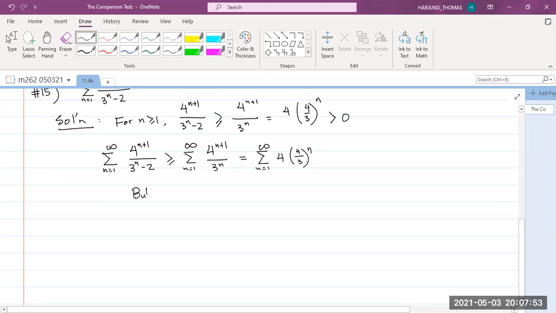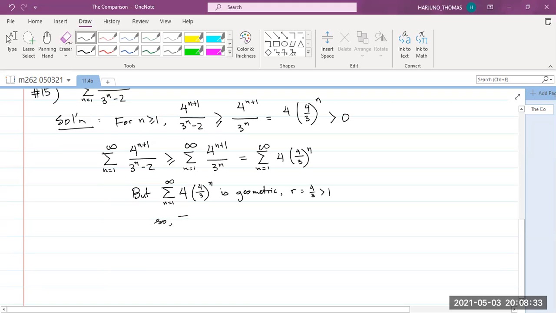But that series, be explicit. You are talking about 2 different series right now. Okay, so you need to be explicit. You cannot just say, oh, the series is divergent. Which series are you talking about? So be explicit. This series here is what kind of series? It is geometric with r equal to 4 over 3, which is greater than 1.